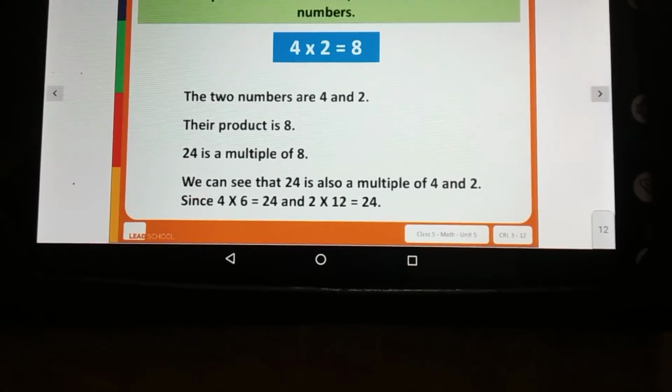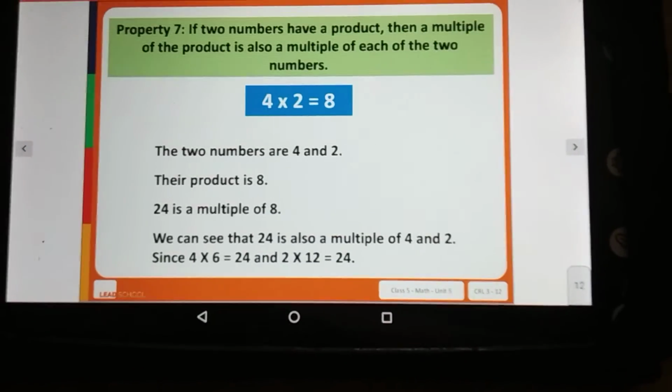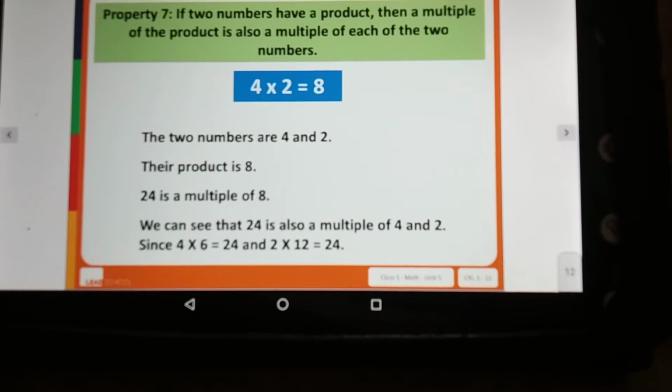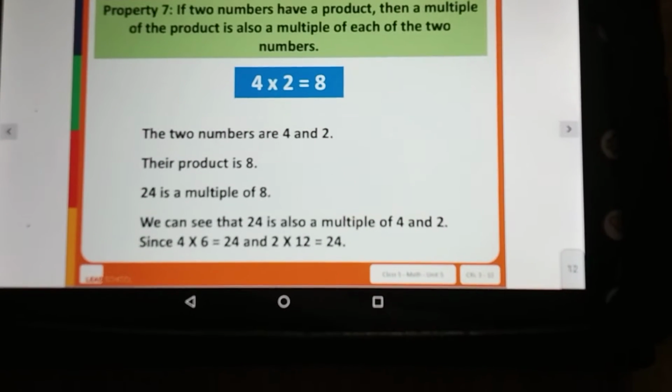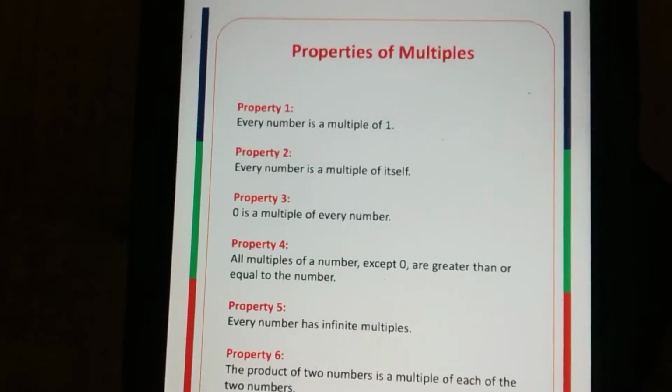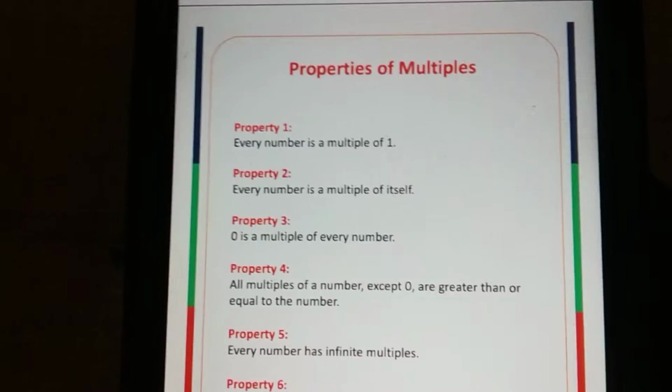So these are all the properties of multiples. There are 7 properties of multiples. Now look at this, everyone. Okay students, now see. Here I show you the properties of multiples.